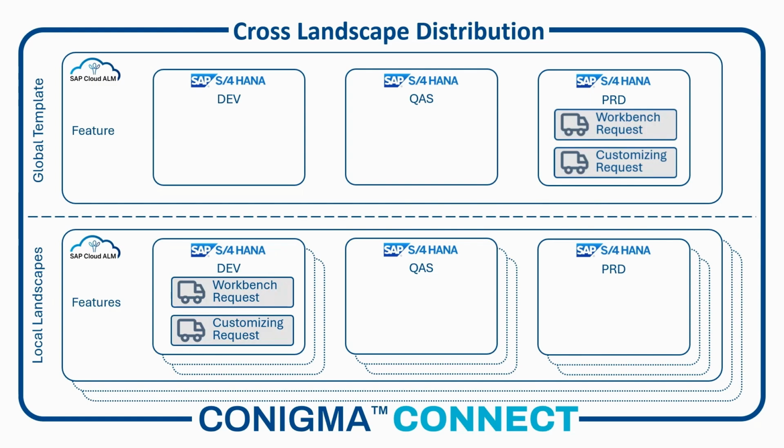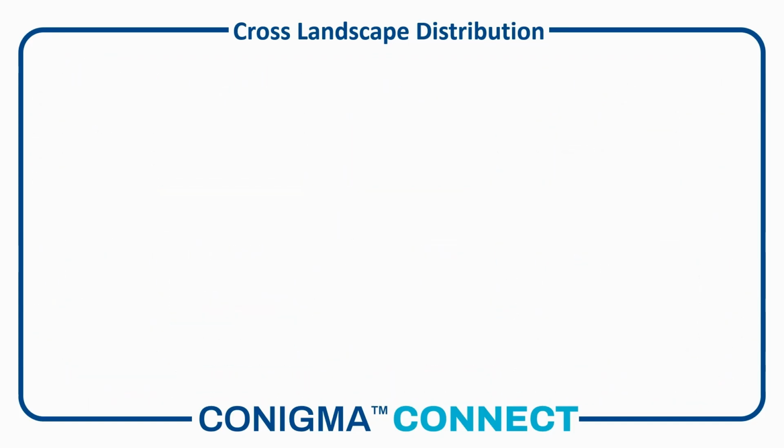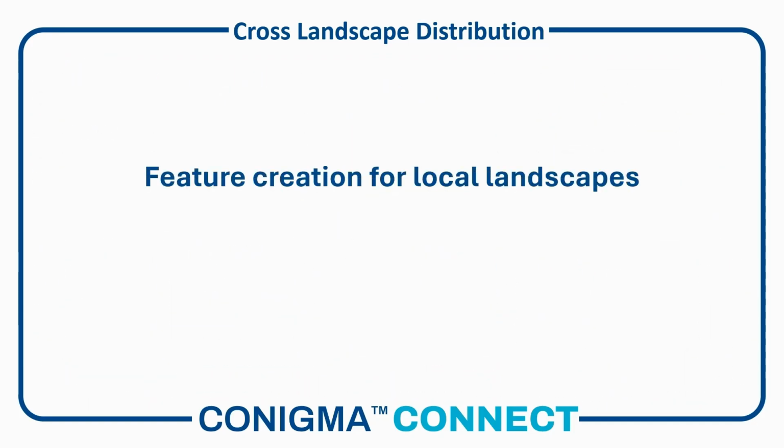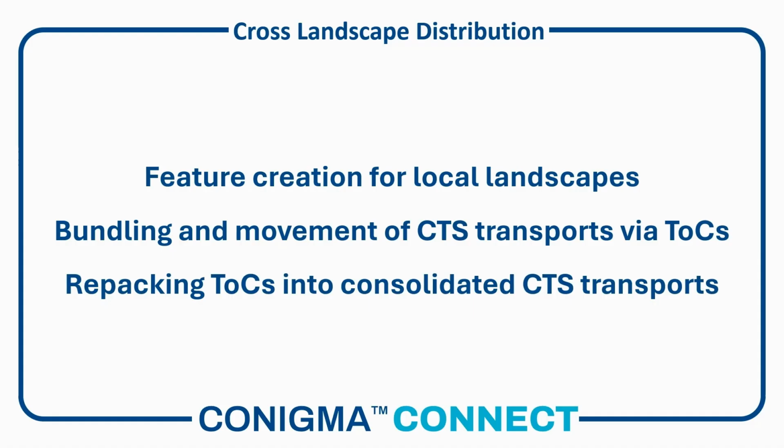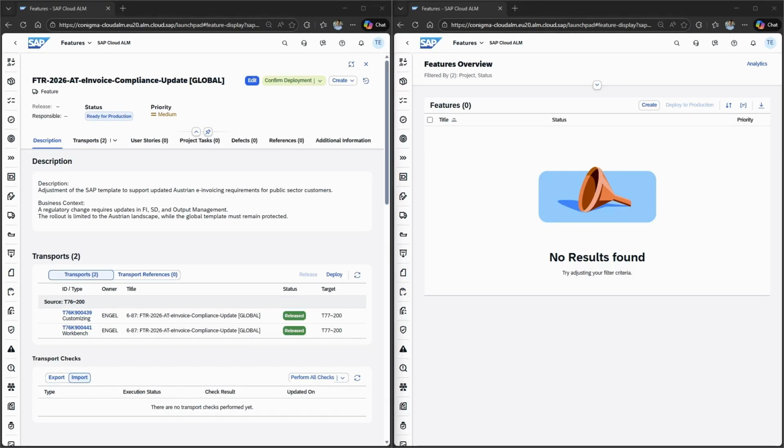In summary, Conigma performs the following tasks: creation of features for the local landscapes, consolidation and distribution of the original CTS transports using transports of copies, repackaging of the transports of copies into local transport requests. Let's start by taking a closer look at the system.